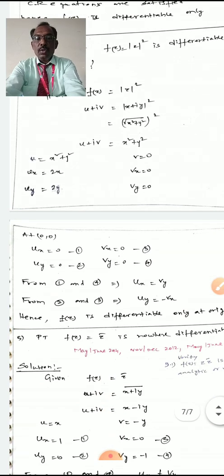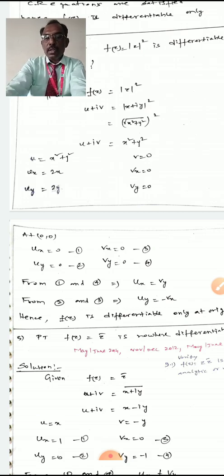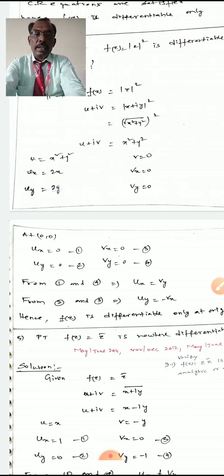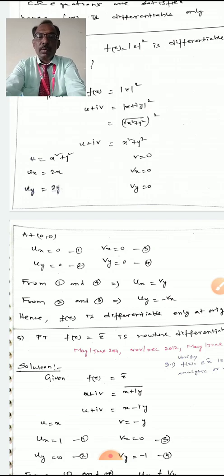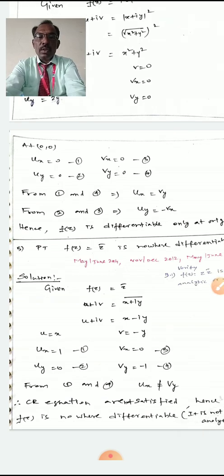So dou u by dou x is equal to 2x, dou u by dou y equal to 2y. Here dou v by dou x is 0, dou v by dou y equal to 0. At 0,0, what is it? Substitute 0,0 in dou u by dou x, dou u by dou y, we get 0, 0, equations 1 and 2. Similarly, dou v by dou x equal to 0, dou v by dou y equal to 0, which is equation number 4. So from 1 and 4, they are equal. So dou u by dou x is equal to dou v by dou y. First condition satisfied.